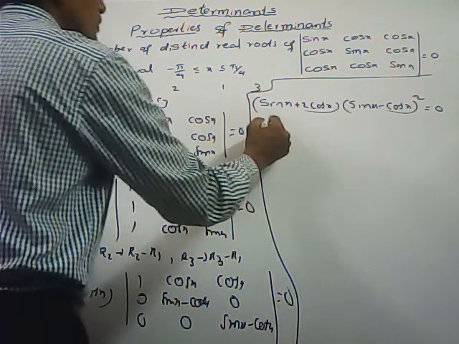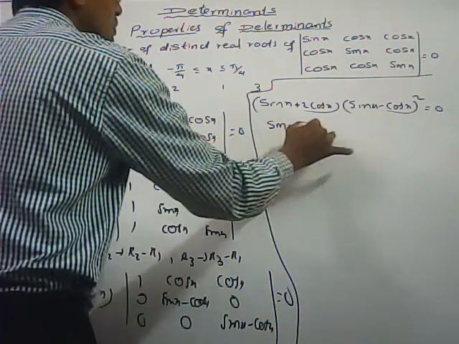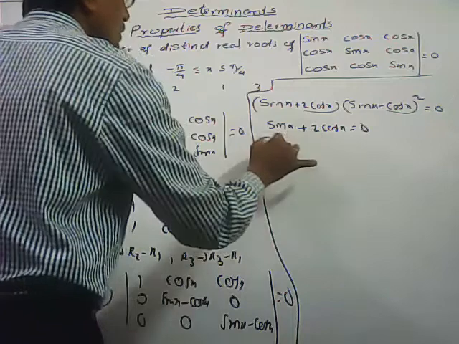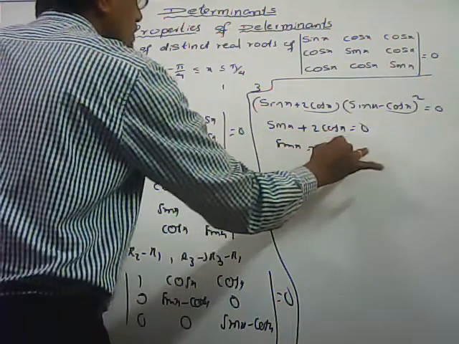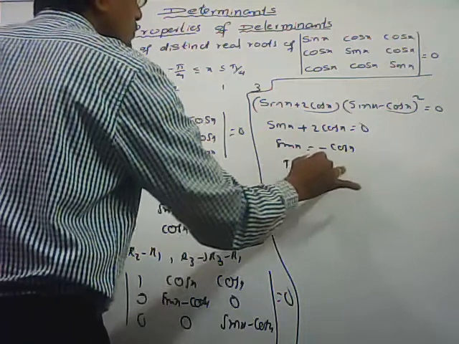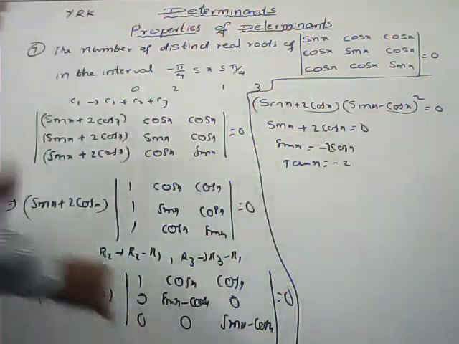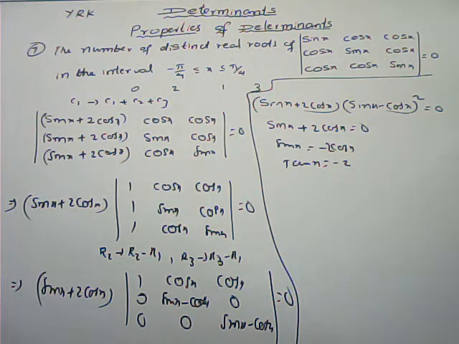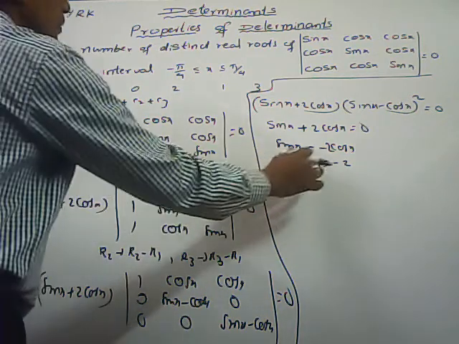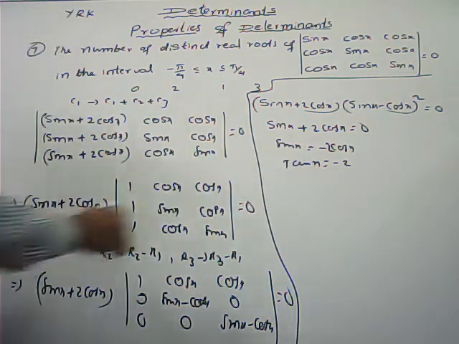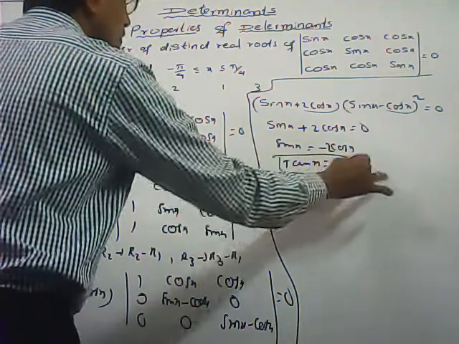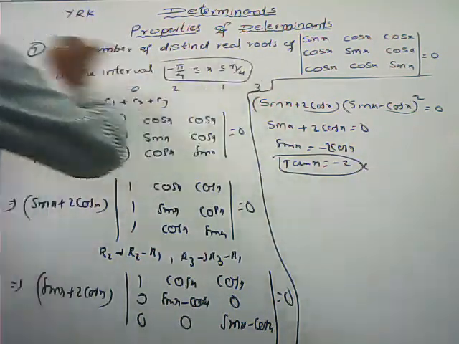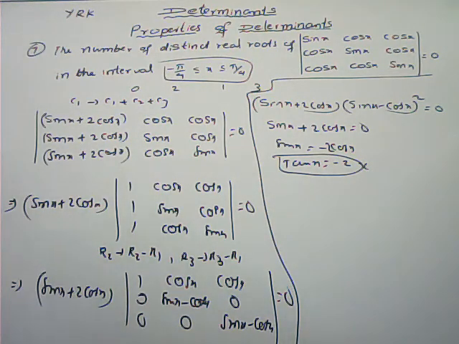So either sin x plus 2 cos x is equal to 0, or sin x is equal to minus 2 cos x, or tan x is equal to minus 2. Tan x equals minus 2 means x should be less than minus pi by 4 only. Tan is an increasing function. Minus pi by 4 to pi by 4, that is minus 1 to 1. But here tan x equals minus 2 means that is less than minus pi by 4. Here we want solutions which satisfy this inequality. In that interval we won't get any values of x.